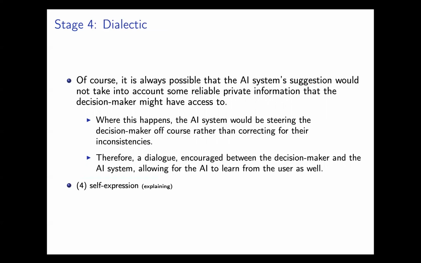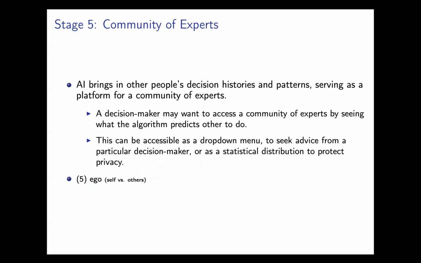So we can actually have a two-way conversation. It's not just the algorithm giving information to the judges, but the judges can express and convey this private information. To learn, the AI can learn from the user. In stage 5, you might have the AI bring in other people's decision histories, serving as a platform, as a community of experts.